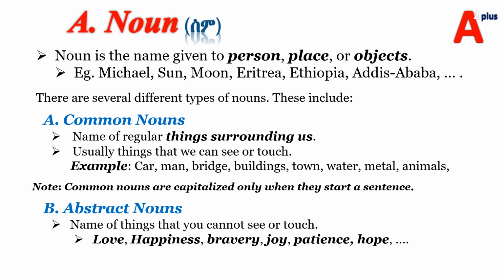First one is common noun. A common noun is a name given to regular things surrounding us, usually things we can see or touch. For example, car, man, bridge, house, table, chair, door, and etc. Okay? And common nouns are capitalized only at the beginning of a sentence.